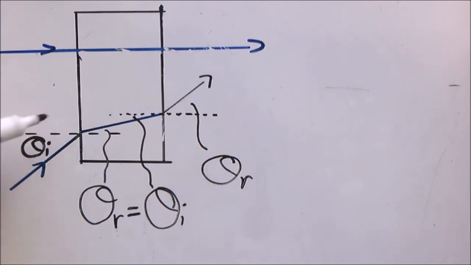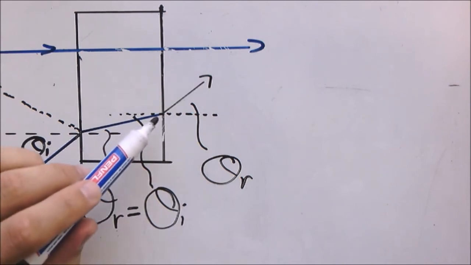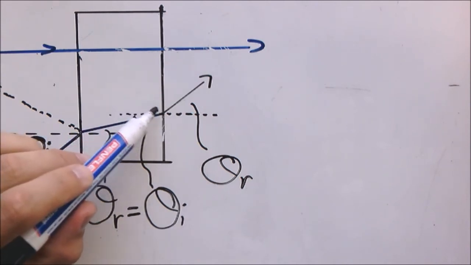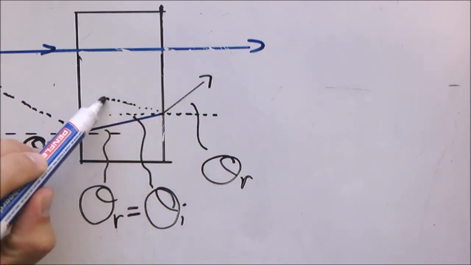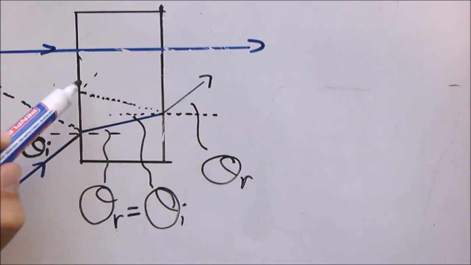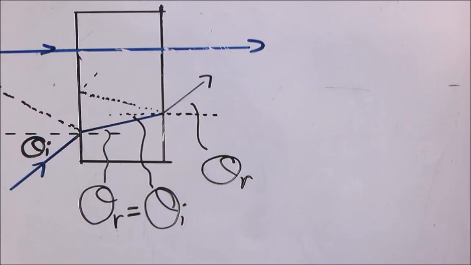So right over here, some of this light will reflect. And right over here at this boundary, some of this light will also reflect. So take note of that.